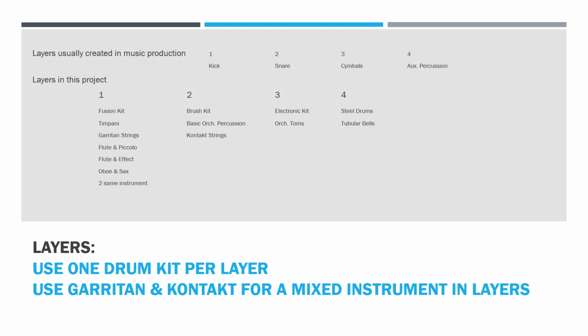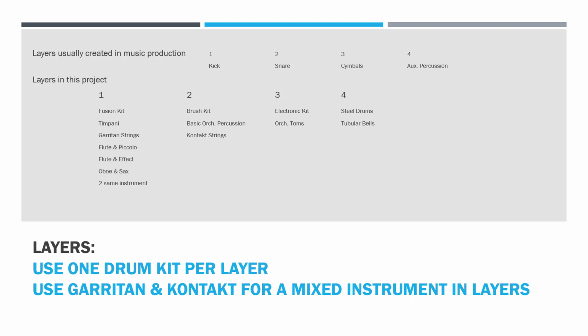But in this project, we're going to put kits in layers. On layer 1, the fusion kit, layer 2, the brush kit, layer 3, the electronic kit, and layer 4, the steel drums kit. And you can see how I followed through on the timpani staff. Layer 1 is timpani, layer 2 is basic orchestral percussion, layer 3 is our orchestra toms, and layer 4 is the tubular bells.